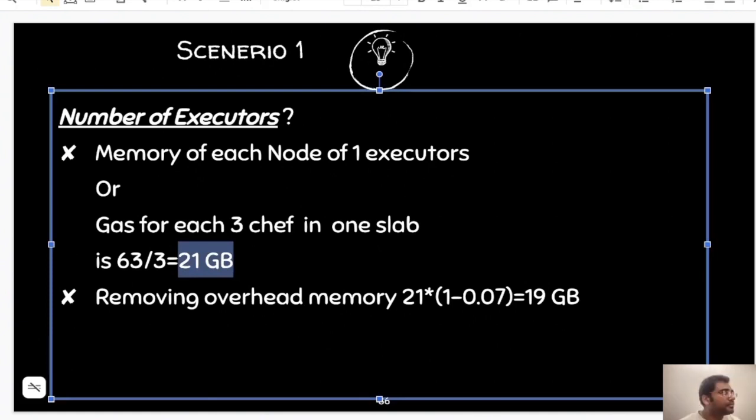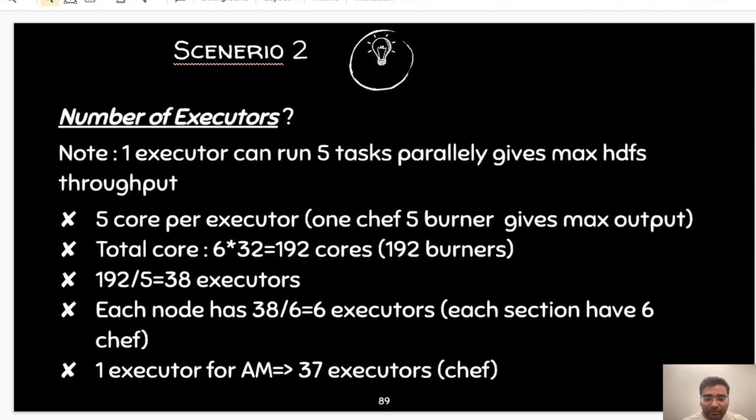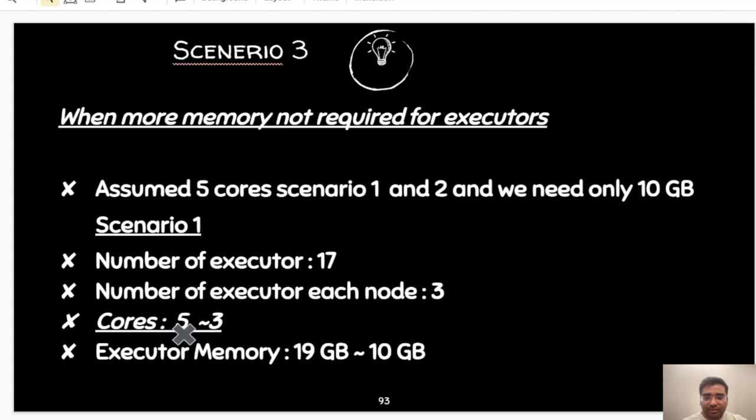Let's go to the second scenario, where instead of 16 you have 32 cores. We'll do the same calculation. Now you have 192 cores. If you do the calculation the same way, instead of 3 you can have 6 chefs working on one stove having 32 burners. And how much memory is needed? Around 19 GB is needed.